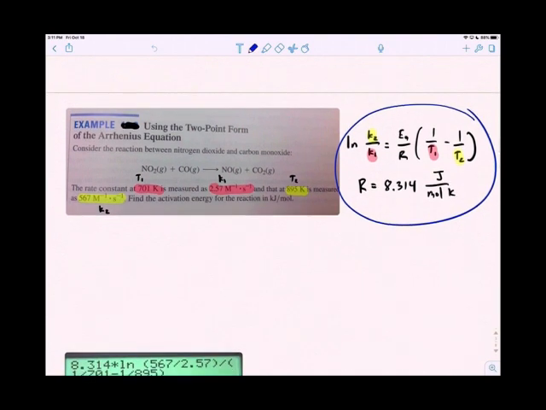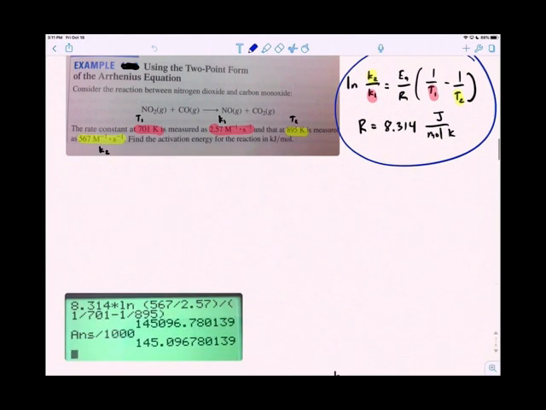So consider this reaction here between nitrogen dioxide and carbon monoxide. So NO2 plus CO forms NO plus CO2. The rate constant at 701 Kelvin is equal to 2.57, and at 895 Kelvin is 567. What is the activation energy of this? We have the ability to do that using these equations, and so it's important, just so that you're consistent, that you make sure you put the right things in.